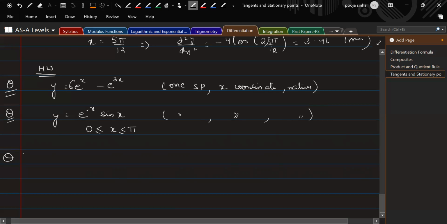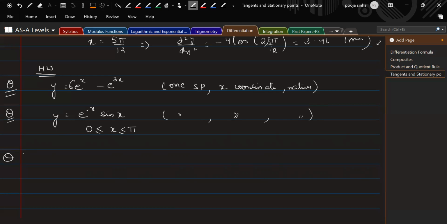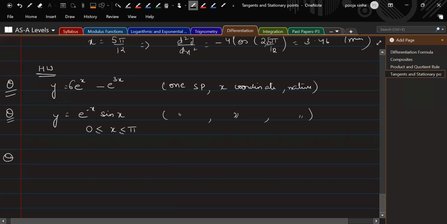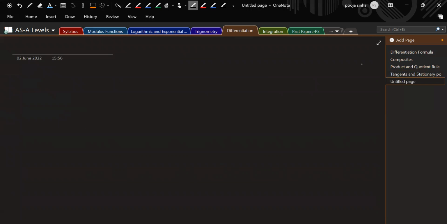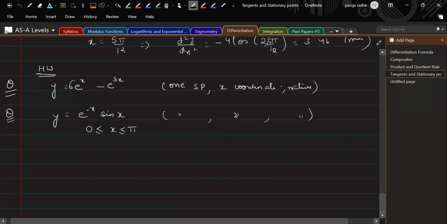Then the next question is... Can we start the next topic right now? We hardly have any time. You have written these two equations, right? These are your two equations.